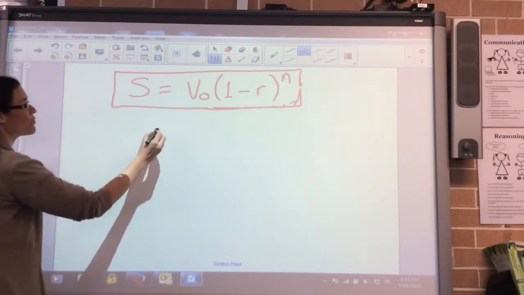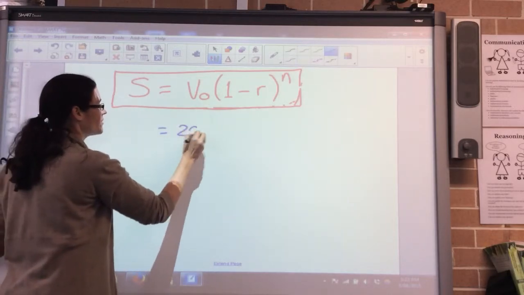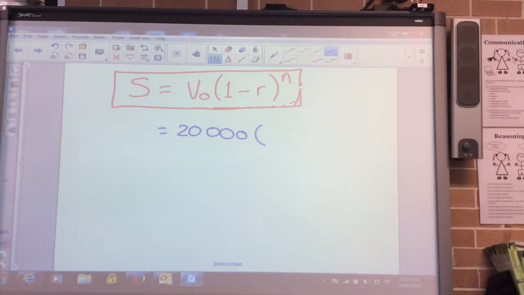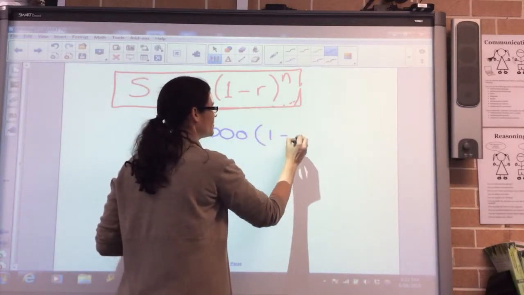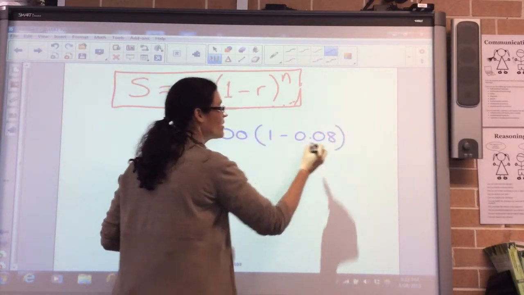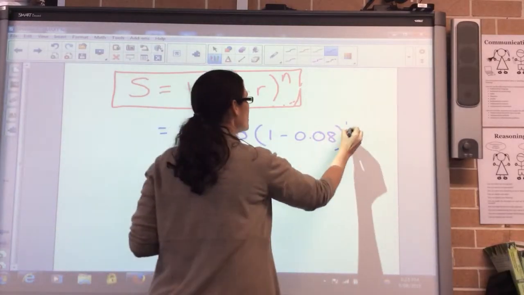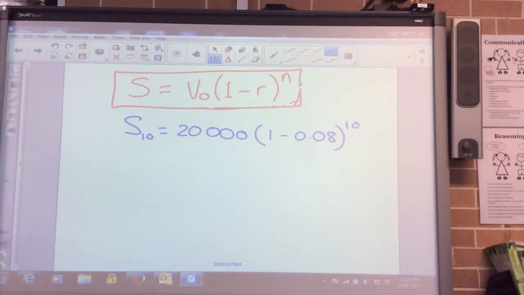So if we take our 20,000, we're still using 8%, so I'm going to do 1 minus 0.08, sorry, because 8% as a decimal is 0.08. If you put 8 over 100, that'll be fine. And this time I want to see what happens after 10 years. So I'm looking for the salvage value after 10 years.